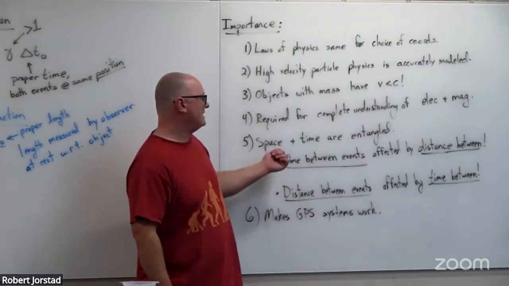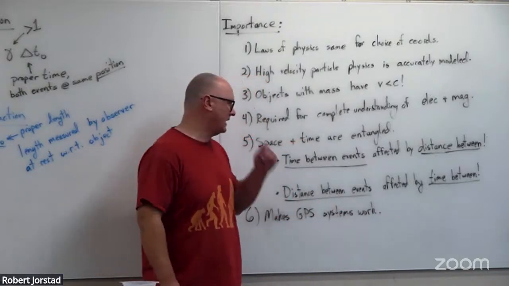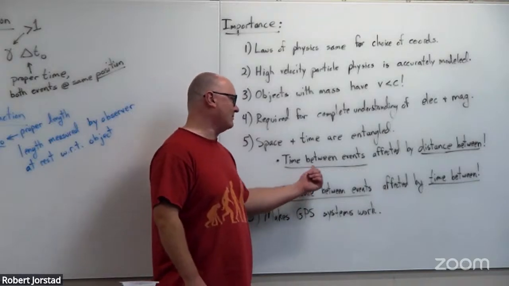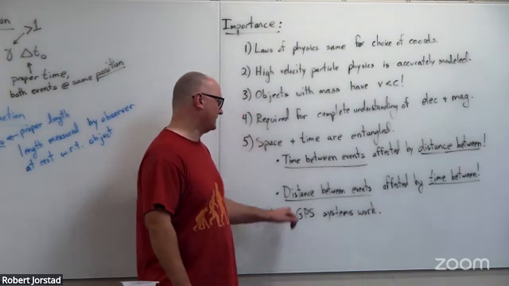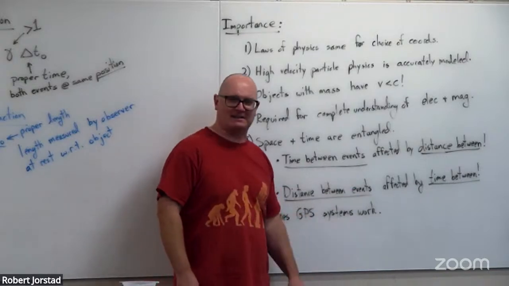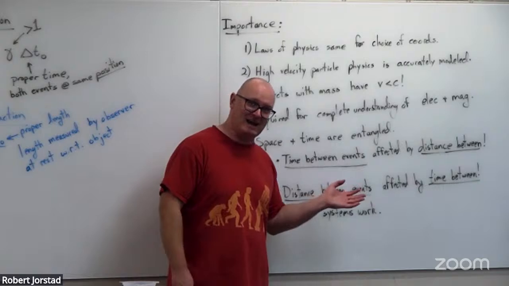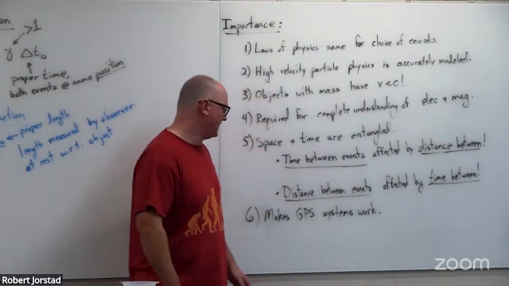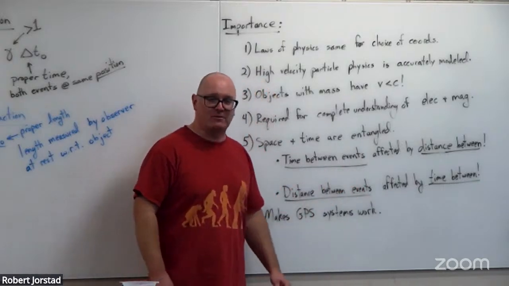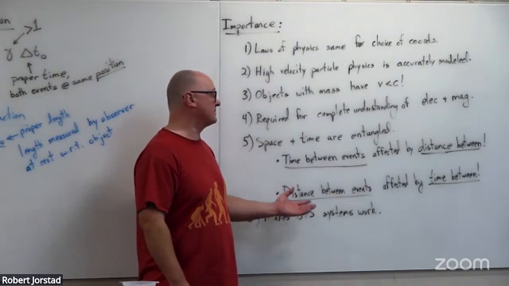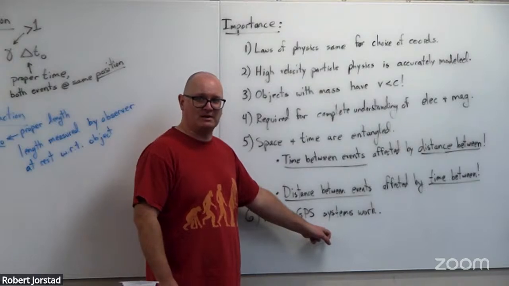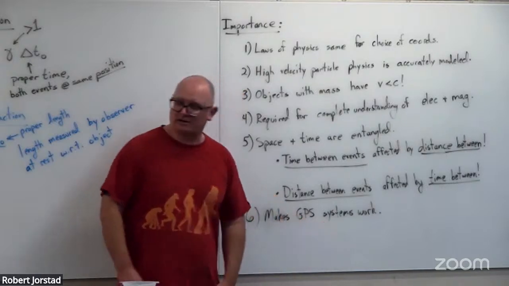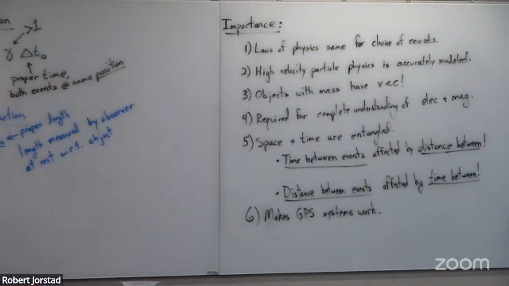Great. Space and time are entangled. This is a bit like what we were just talking about. The time between events is affected by the distance between them. And similarly, the distance between events is affected by the time between them. Really tricky. And lastly, I already kind of mentioned this. If we don't use special relativity in our models, GPS systems would rapidly become inaccurate and unusable. So there's some practical things. We'll get into work problems in a minute, in the next video.